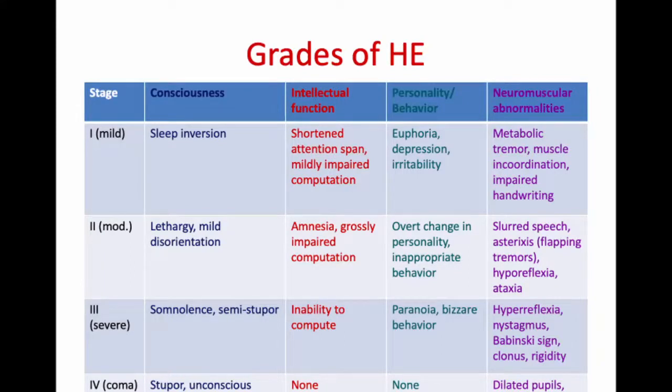Then the severe one is when they have, in the conscious level, they are either somnolent or sleeping all the time or having what's called semi-stupor. They can't compute. They may have paranoia and bizarre behaviors. And when you examine them, they'll have hyperreflexia, nystagmus, Babinski sign, clonus, and rigidity. And finally, they have coma, or they are unconscious. They can't function intellectually. There's no personality, and they may have dilated pupils, opisthotonus, and coma on examination. So this is the gradual worsening of the hepatic encephalopathy.